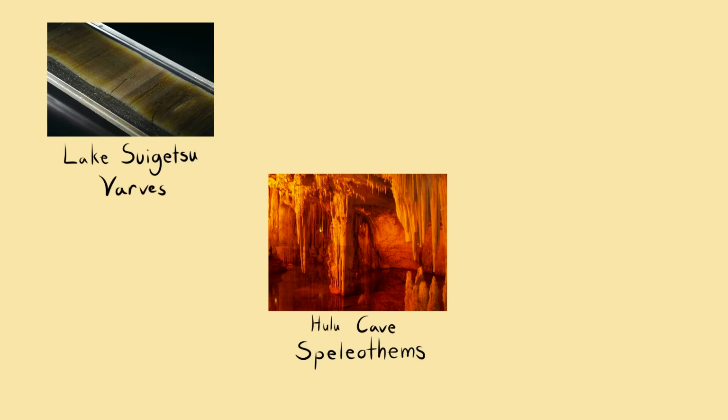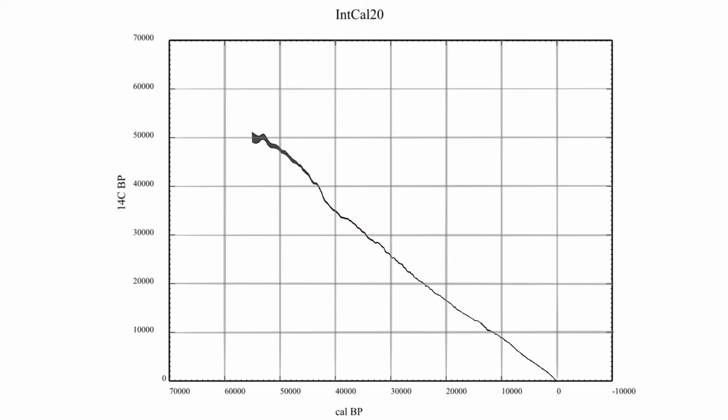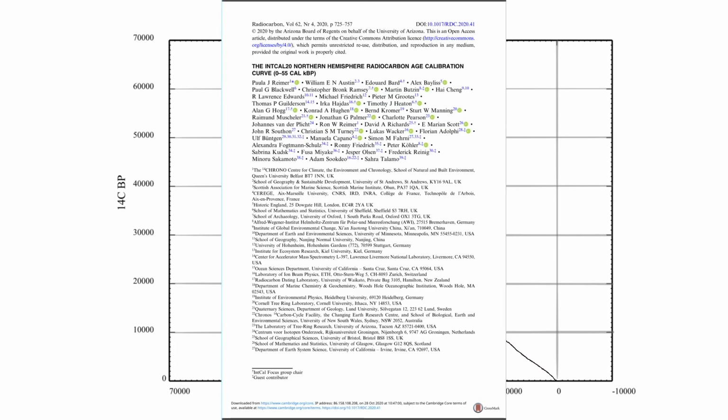Other pieces of data come from other sources, such as the Lake Suigetsu sediment layers, or varves, stalagmites from Hulu Cave in China, ocean corals, and other pieces of data aid for a higher resolution of the carbon 14 record going back 55,000 years. This database forms a useful plotted graph known as a calibration curve. The most recent addition is IntCal20, which was published in 2020.